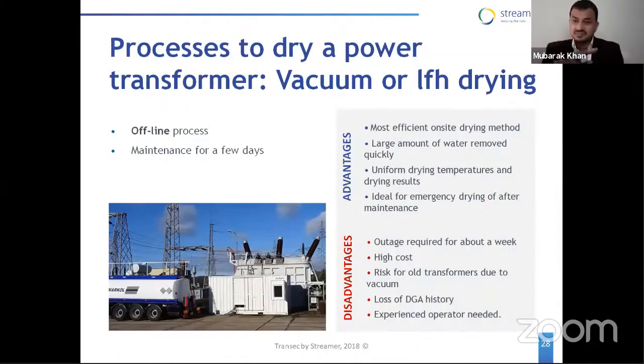Your DGA history is fully lost. You don't have a DGA history when you do the vacuum drying. So you will do it only under the emergency condition where you don't have any choice. You have to do it, then only you will do it. Otherwise, we'll avoid that. And we need experience and a well expert operator to do this operation.